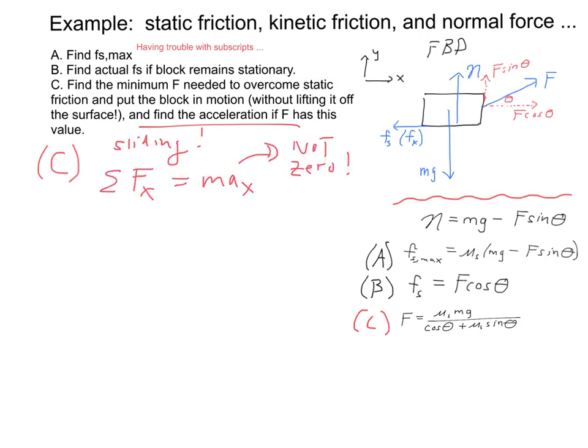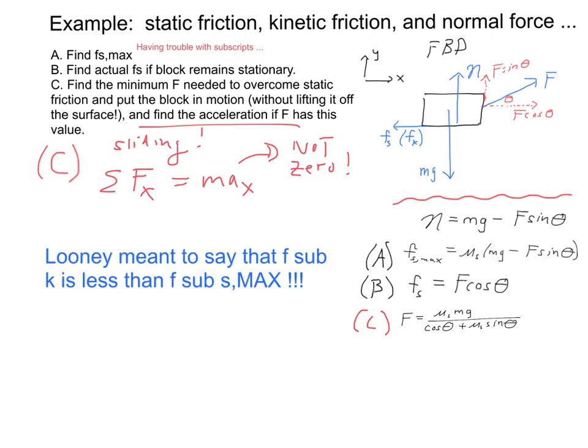So again, we write Newton's second law in the horizontal direction, noting of course that the acceleration is not going to be 0. If this value of F was just enough to balance the maximum possible static friction, well, F cosine theta will be greater than F sub k, because F sub k is less than F sub s. So let's figure this out.